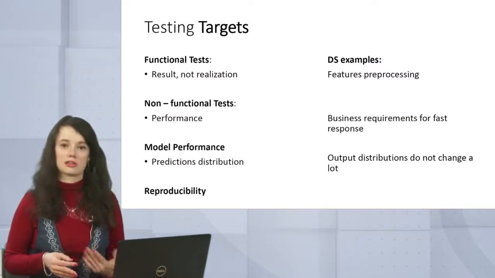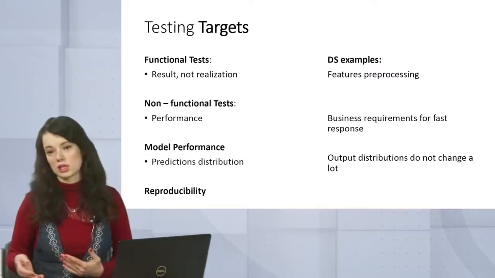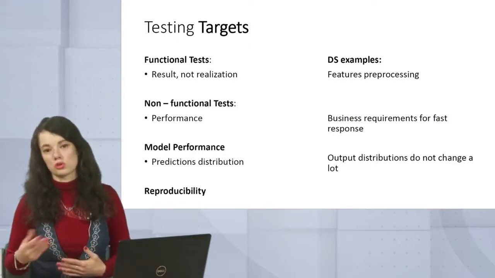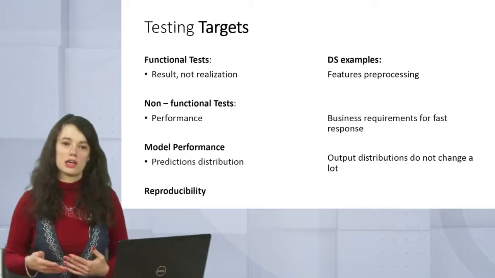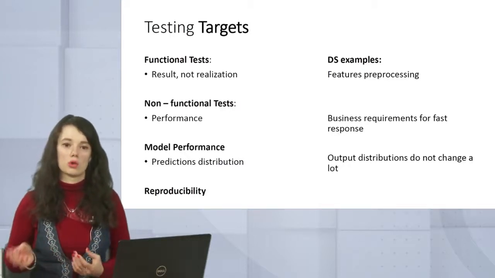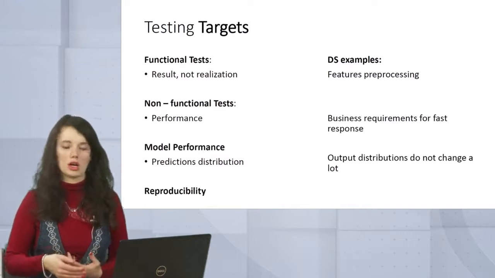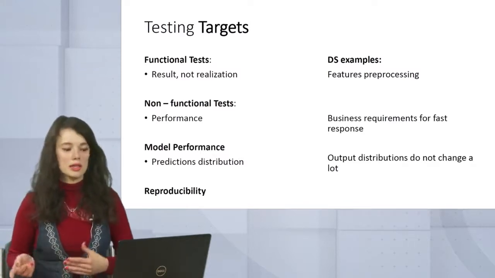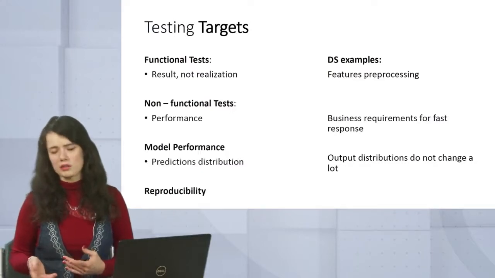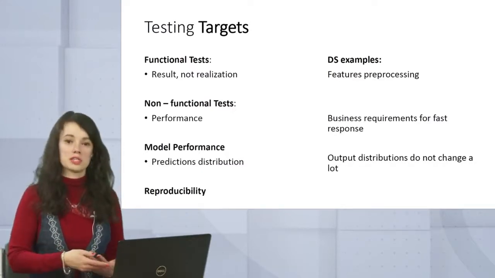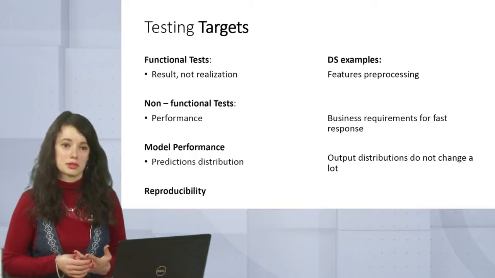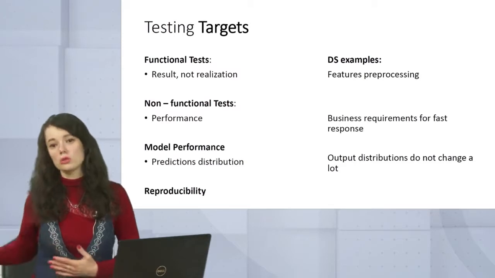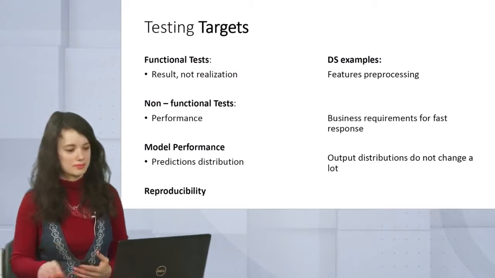Other testing target is model performance. When you're retraining your model, the distributions of your scores may differ a lot if something works not well in the features, and you may test it as well. And the last one is reproducibility. This refers more to integration testing, but you can check it by, for example, running your Jupyter notebooks from top to bottom.